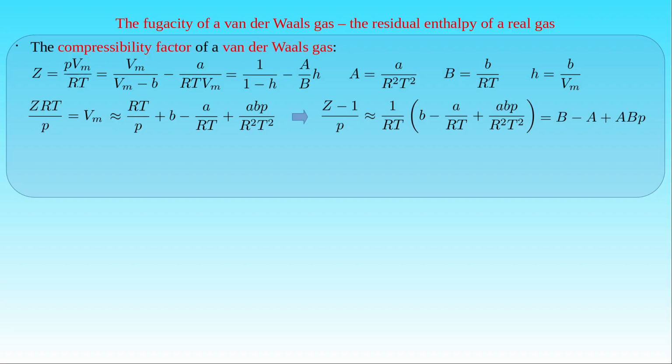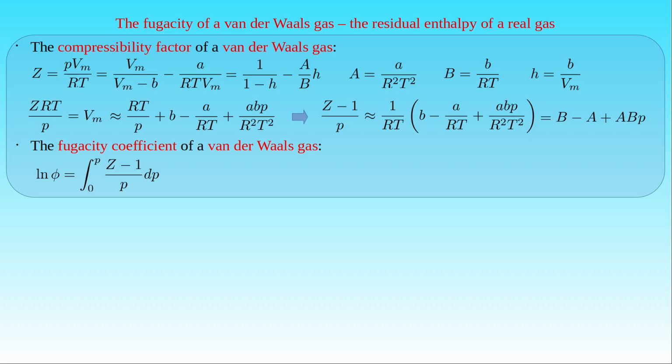Because we need to integrate the left-hand side of this approximation to obtain the logarithm of the fugacity coefficient phi, we can insert its right-hand side into the integral and perform the integration. As a result, the logarithm of phi is given by the difference between capital B and capital A times the pressure P, plus capital A times capital B over 2, times the square of the pressure P. Here the second term represents a second-order contribution of the pressure in this approximation.